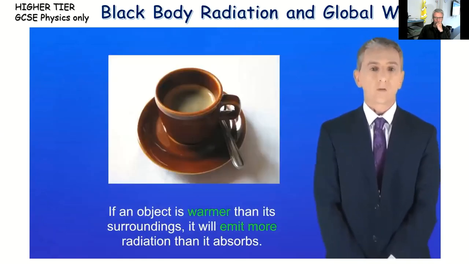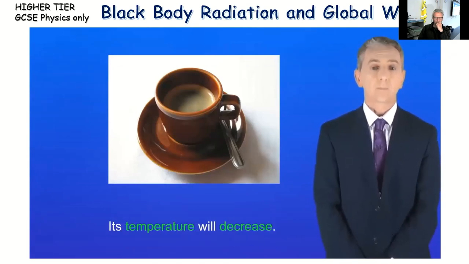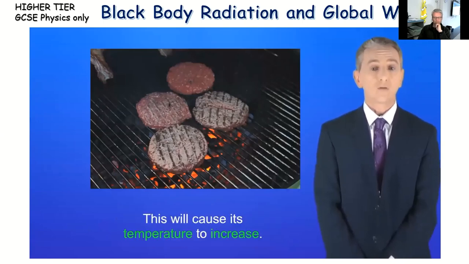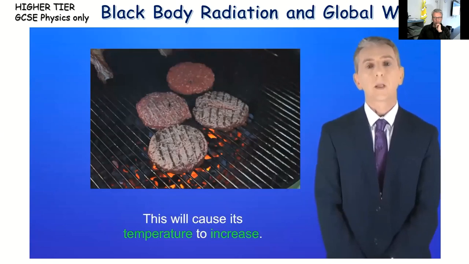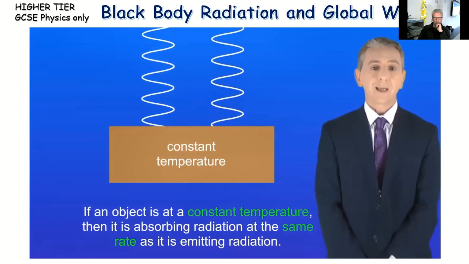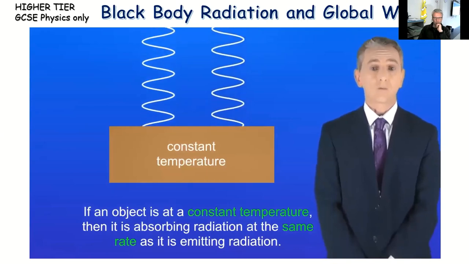Now, if an object is warm in its surroundings, then it will emit more radiation than it absorbs, and its temperature will decrease. A good example is hot coffee. If an object is cooler than its surroundings, then it will absorb more radiation than it emits, and this will cause its temperature to increase. A good example are these burgers on a barbecue. And if an object is at a constant temperature, then it's absorbing radiation at the same rate as it's emitting radiation.